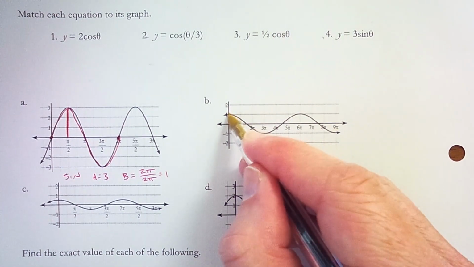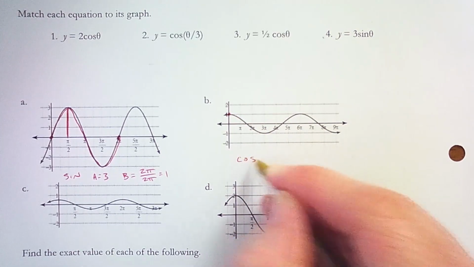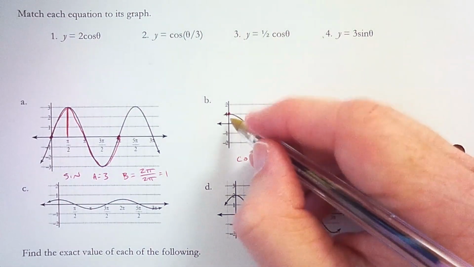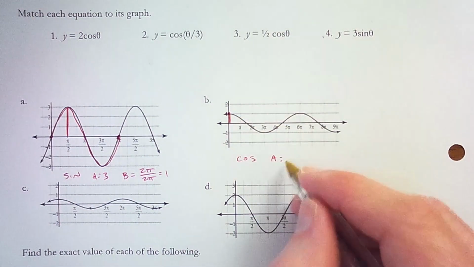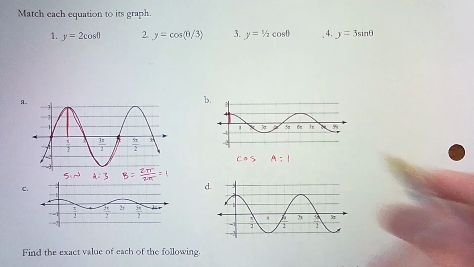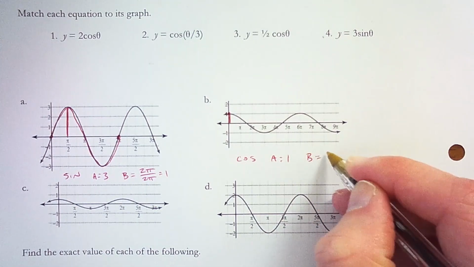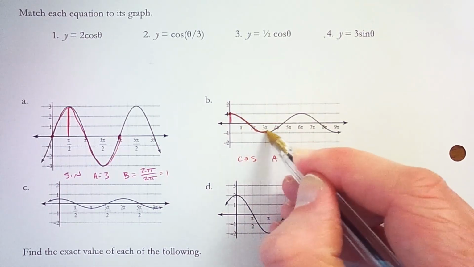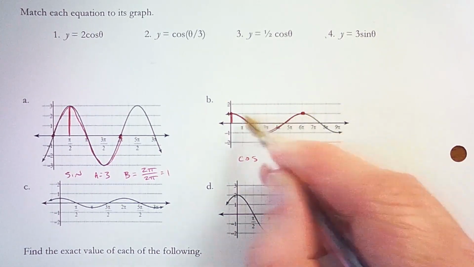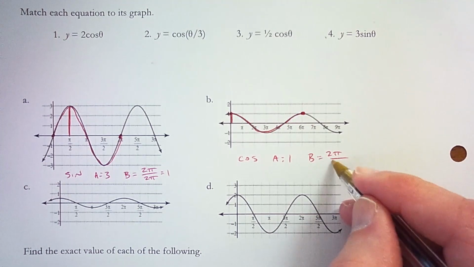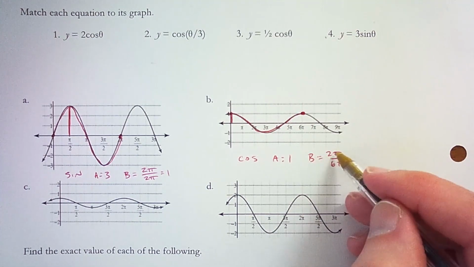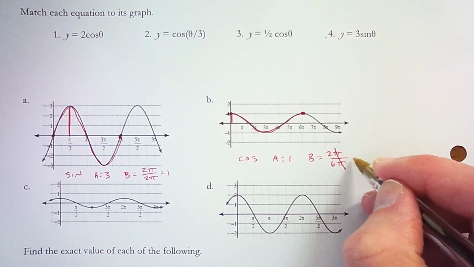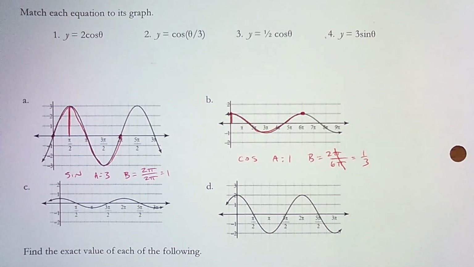Okay, let's move on to the next graph. It starts at the maximum, so this one's going to be cosine. The maximum height above the center line is 1, so the amplitude is 1. And b is 2 pi over the period, so I'm going to trace one cycle. And that ends right here. It looks like it goes from 0 to 6 pi. So the period is 6 pi, so b is 2 pi over 6 pi, which is 1/3.